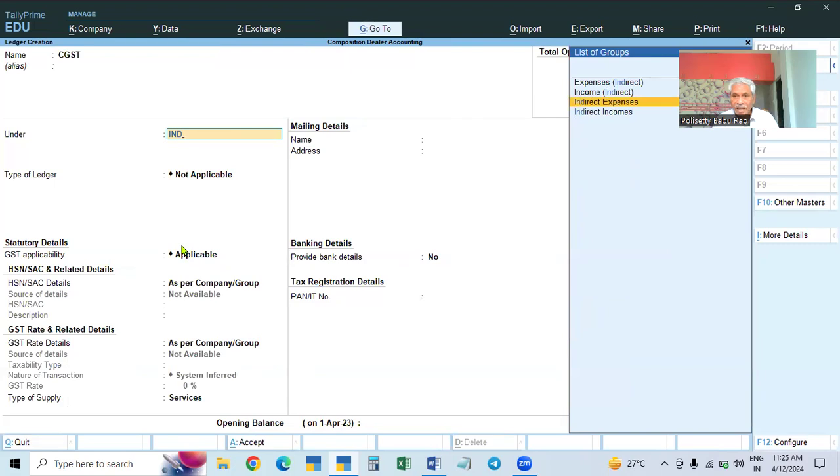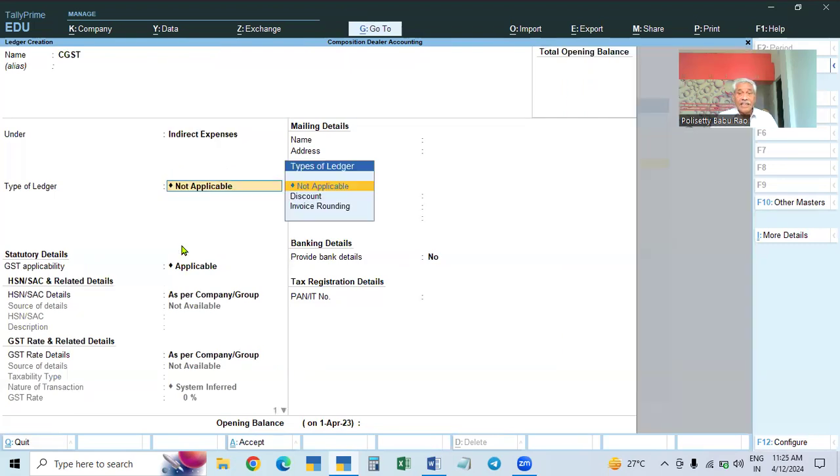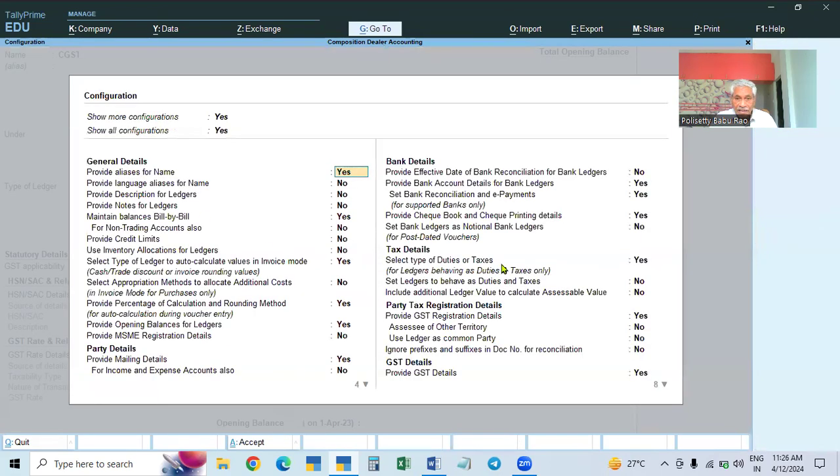So it is taken as indirect expenses. And here, it is taken under indirect expenses. But this is to be shown as tax because we have to pay tax. So this should be shown as tax. That is why, after indirect expenses, go to F12, go to tax details. Here, select the type of tax.